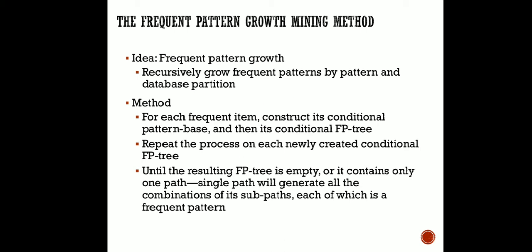Fine. So the method says for each frequent item, construct its conditional pattern base and then its conditional FP tree. Now how to construct this conditional pattern base and then how to construct its conditional FP tree, that is our goal of study here, right? So we are going to learn these techniques, and then we will repeat this process on each newly created conditional FP tree, and we will stop when the FP tree is empty or it contains only a single path. Means using a single path, if we can generate all the sub patterns, we will stop there.